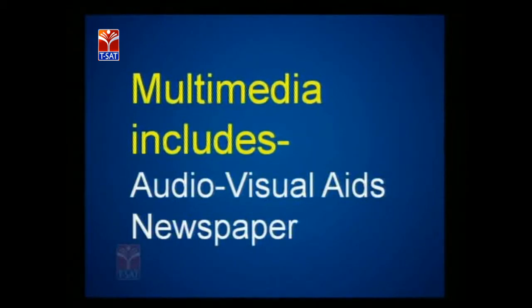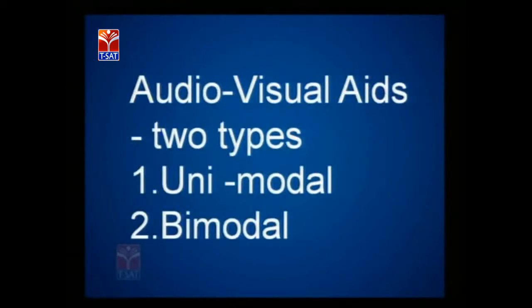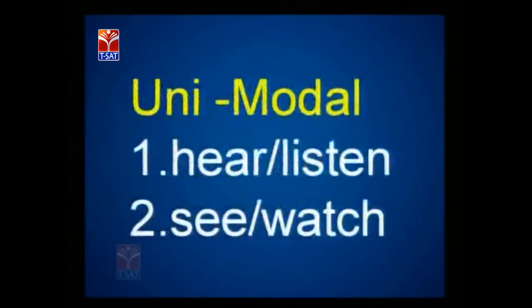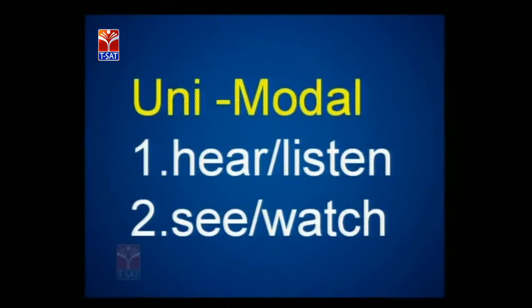Multimedia includes audio visual aids and newspapers. Audio visual aids can be two types, unimodal, bimodal. When we say unimodal, the examples of unimodal are radio, tape recorder, slide projector. In unimodal, only one perception. Either you can see or hear, listen or watch. Unimodal, one perception. Either you can hear or you can see.